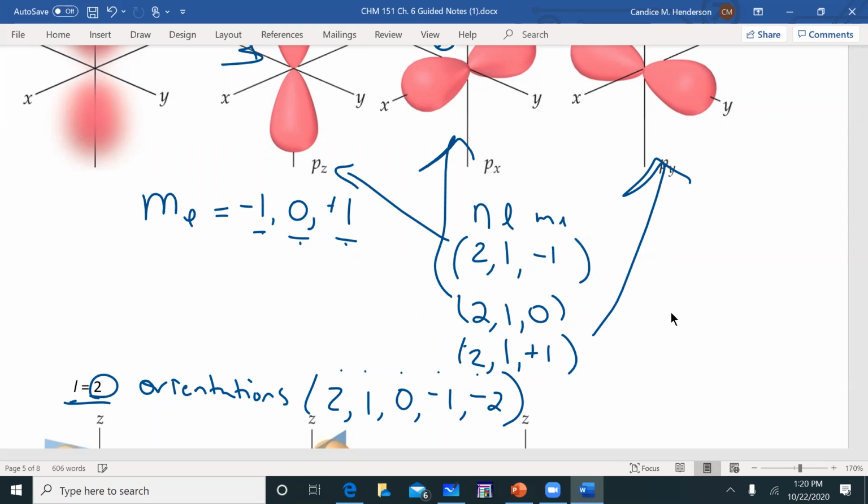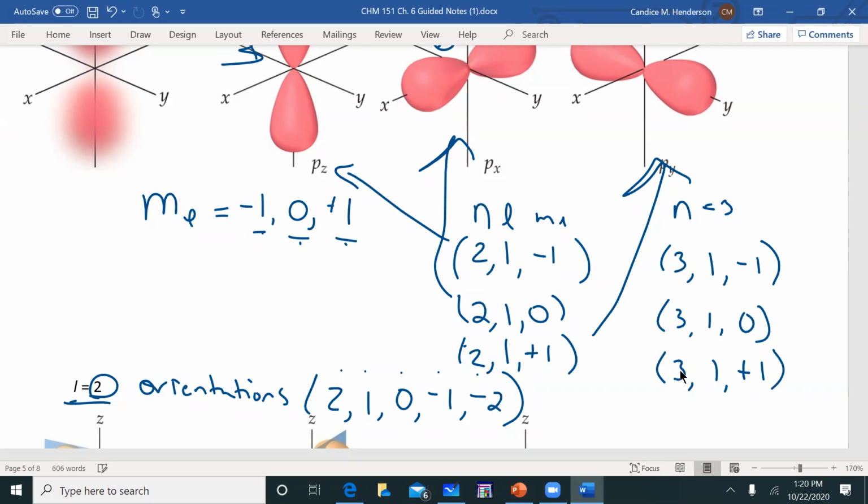We could also do this if we're at, say, the 3rd energy level, let's say N is equal to 3. Okay, well then we're at 3, 1, -1. We could have 3, 1, 0. We could have 3, 1, +1. This first number tells you the floor you're on. This second number tells you the shape of the classroom. This third one tells you the orientation of the classroom. Any questions on those numbers before we move into the D?